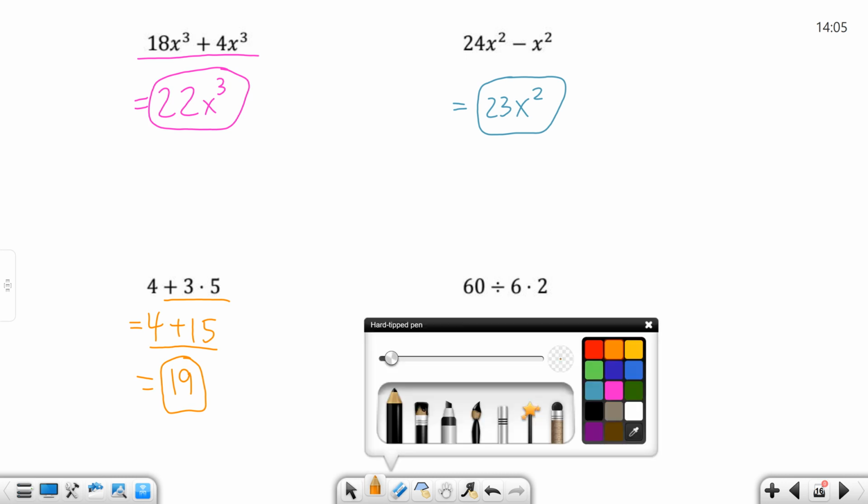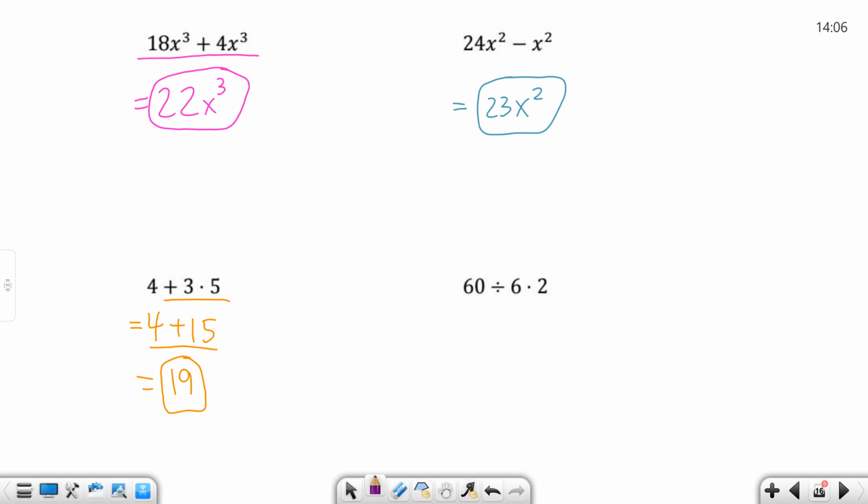And look at the next one. 60 divided by 6 times 2. Whew. So what comes first, division or multiplication? Well, you say, well, multiplication, Mr. Guest, PEMDAS, right? Remember I told you it could be PEDMAS. Multiplication and division are on the same level. You do them as you get to them from left to right. So the very first thing I get to is division. That means I go ahead and do it.